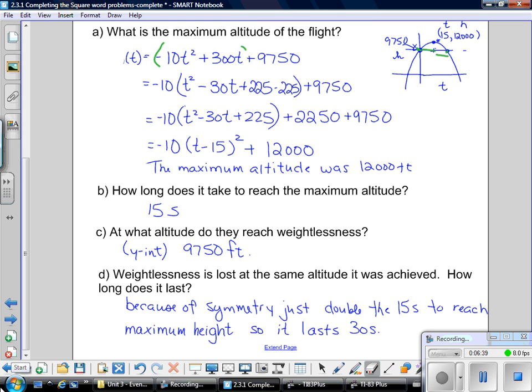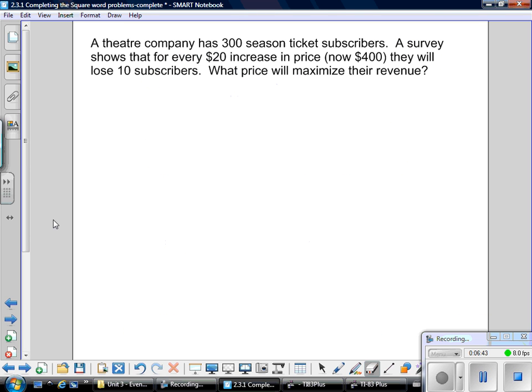Okay, so let's look at one more question together. The next question says, a theater company has 300 season ticket subscribers. A survey shows that for every $20 you increase the price, which is now $400, so we're starting at $400, they will lose 10 subscribers. What price will maximize their revenue?